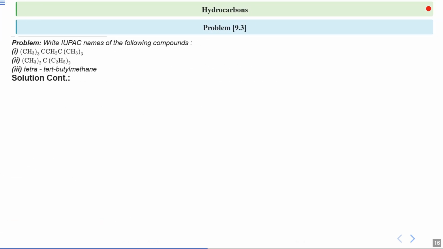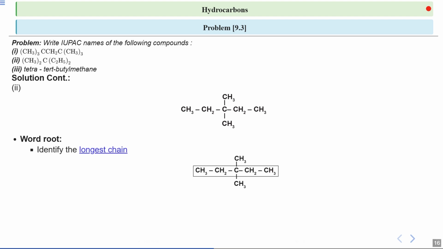What is the second one? If we expand the second one, which is CH3 whole twice, C2H5 whole twice, we will get the given visual representation. Starting with the word root: what is the longest chain possible here? You can see in the given compound, I have squared it. The longest chain possible here is of length 5. Therefore, the word root will be pent. And for a single bond, we take ane as the suffix, because there are no double or triple bonds present in the given compound.